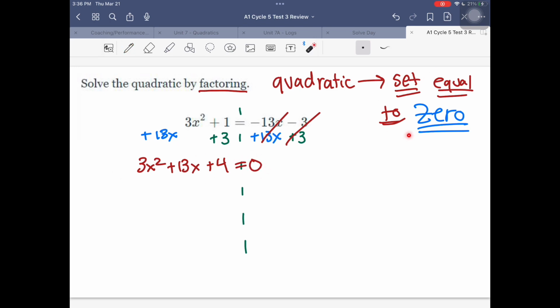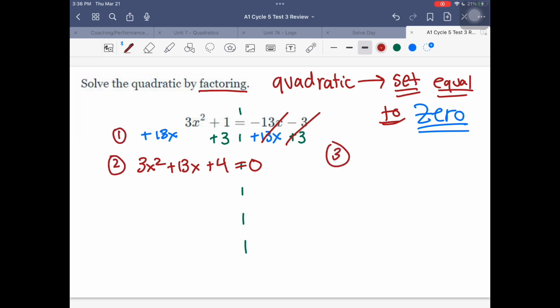Set equal to 0. You have to do this, okay? Say it in your head: set equal to 0 if it's a quadratic. Set equal to 0, 0, 0, okay? Now we need to go ahead and factor this. So now my next step, so this was step 1, step 2, okay, step 3.